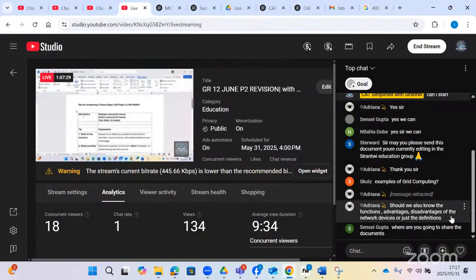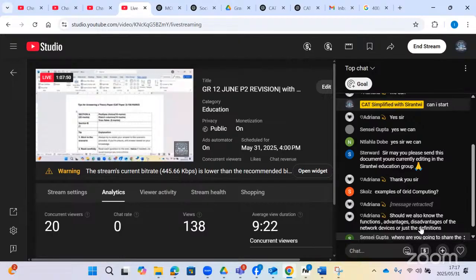Somebody says, should we also know the function, advantage, disadvantage? Yes. For the network devices, you must know the definitions and functions. That's all. Their advantages and disadvantages, you don't need to know them. So you know the role or the functions and then their definition as well.